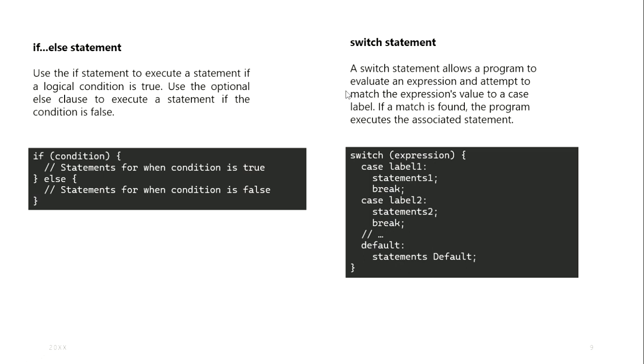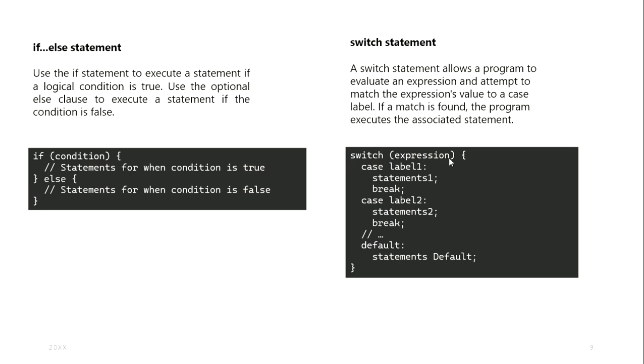Next is the switch statement. A switch statement allows a program to evaluate an expression and attempt to match the expression's value to a case label. If a match is found, the program executes the associated statement. The switch statement has a very simple syntax. As you can see, you use the expression inside this parenthesis.